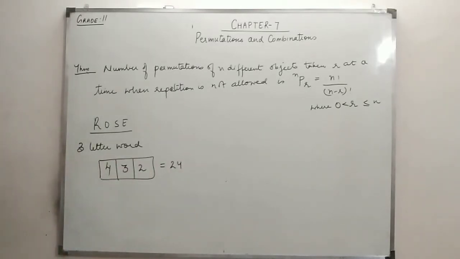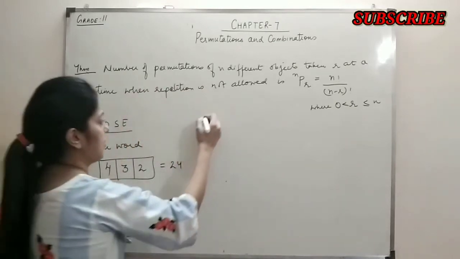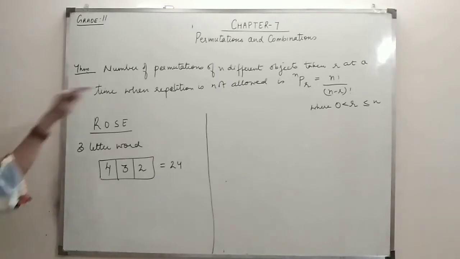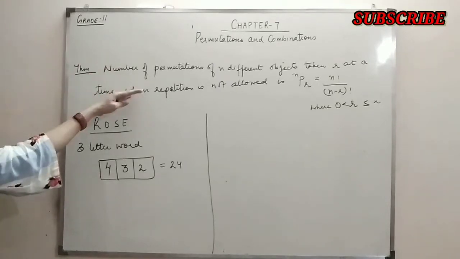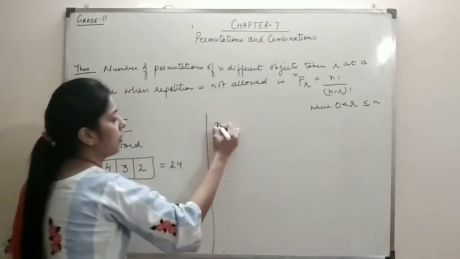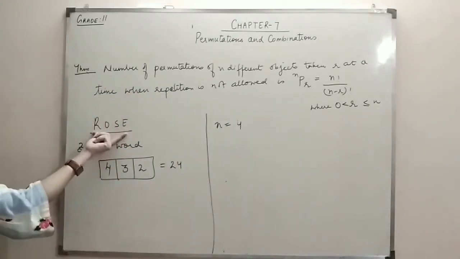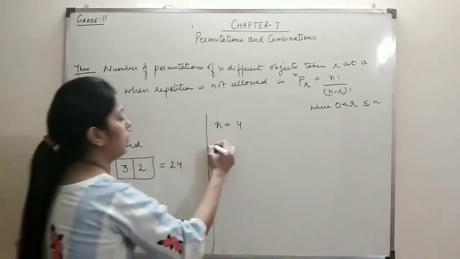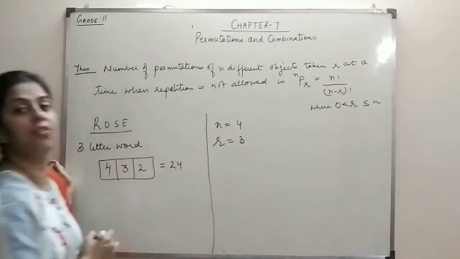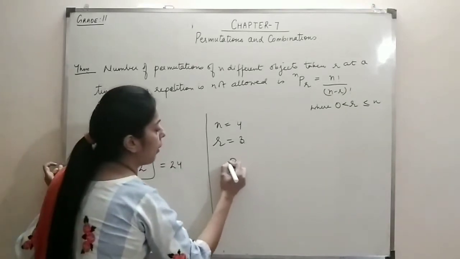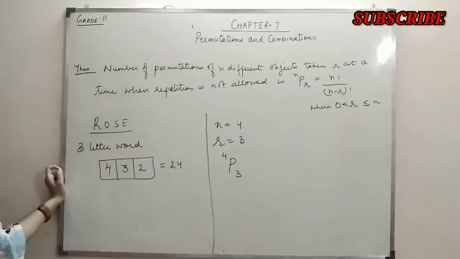But if we do it by this result, the number of permutations, we have done this by the fundamental principle of counting. Here we have to find the permutations of n objects. Here n is 4 objects, taking r at a time, we are framing a 3-letter word. That r is 3 here. That is the permutation P(n, r), that is P(4, 3).